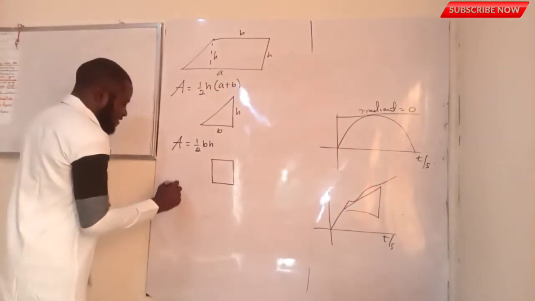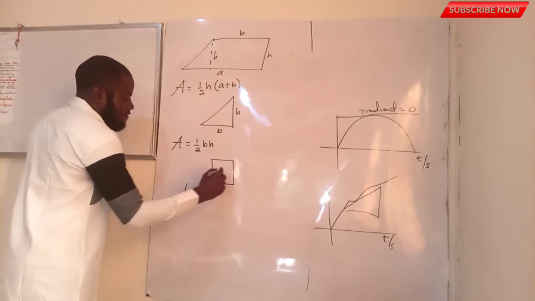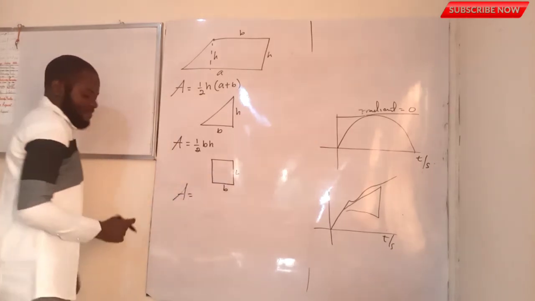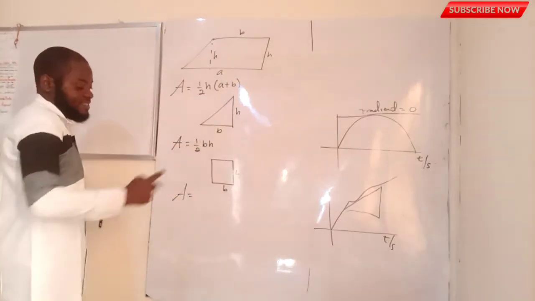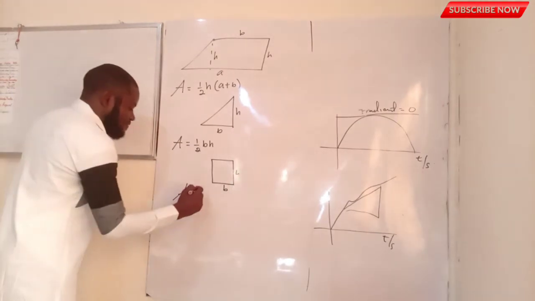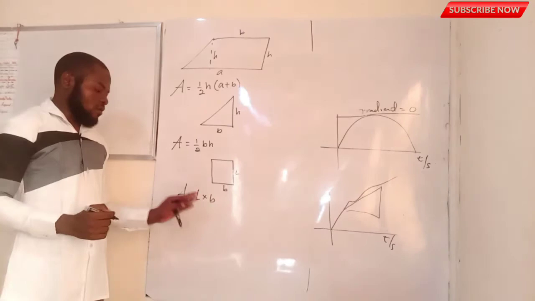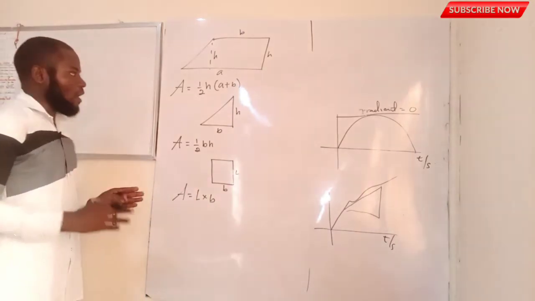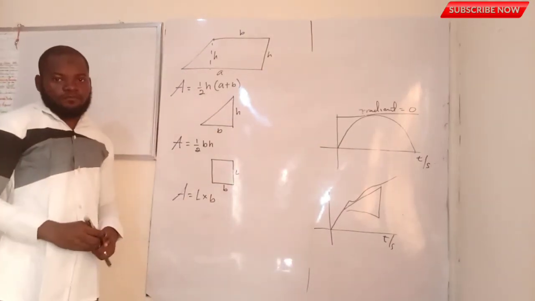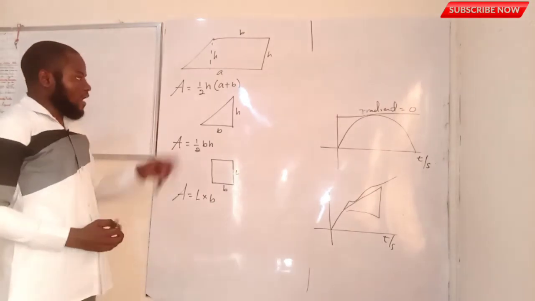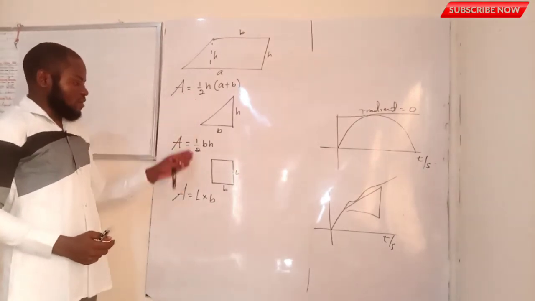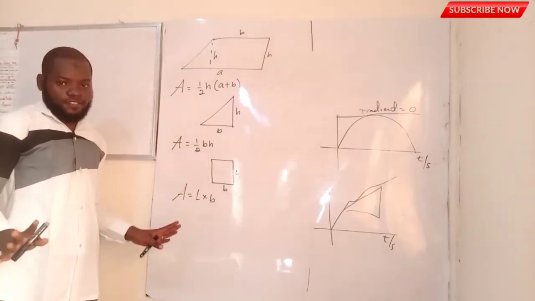So, for a rectangle, we have that this is the length and this is the breadth. Remember, the longest side is the length. So, the length times the breadth is going to give us the area of the rectangle. Now, these are the common shapes that can be formed. Now that we know the formula to calculate their area, we are good to go.